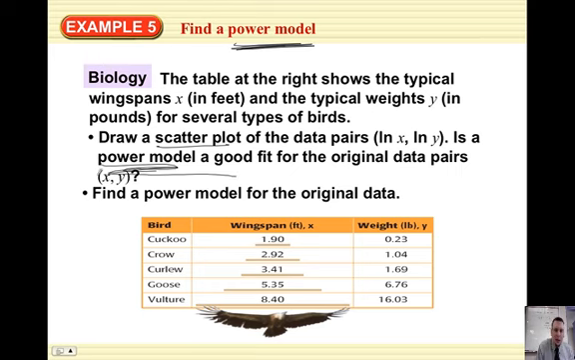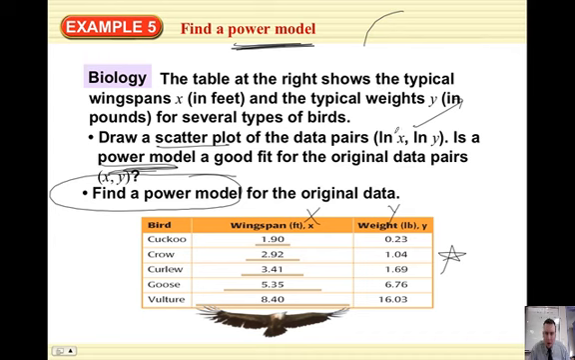And it says find. This is the key. Find the power model for this original data right here. Here's your X's, here's your Y's. And this question right here, once again, I'm not going to make you do stuff like this. Draw a scatter plot of the data pairs. This is just trying to show you a relationship.